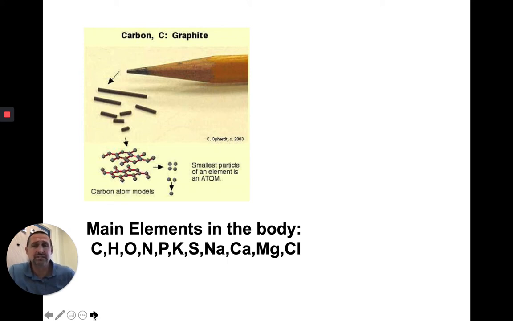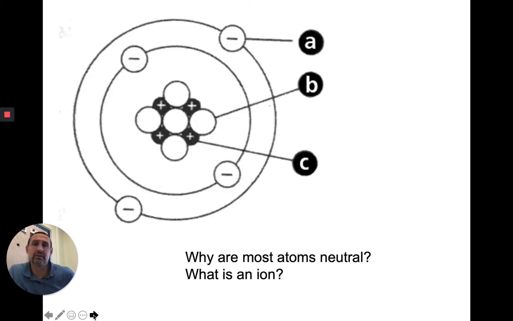So for example, C is for carbon, H, hydrogen, O, oxygen, N, nitrogen, P is going to be for phosphorus, K is for potassium, S is for sulfur, Na is for sodium, Ca is for calcium, Mg is for magnesium, and Cl is for chlorine.